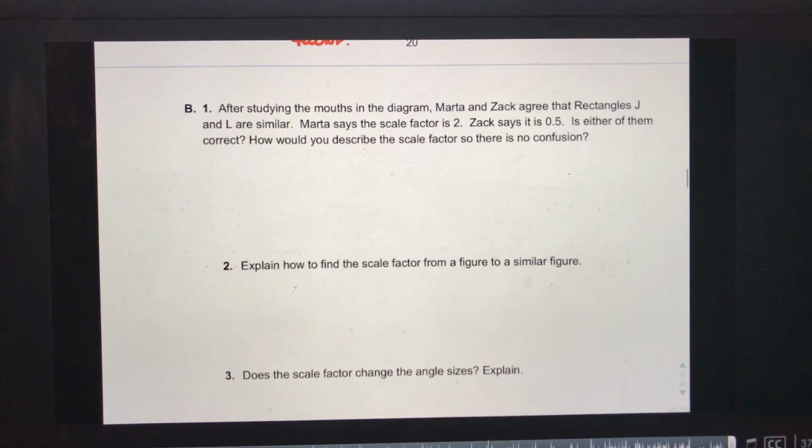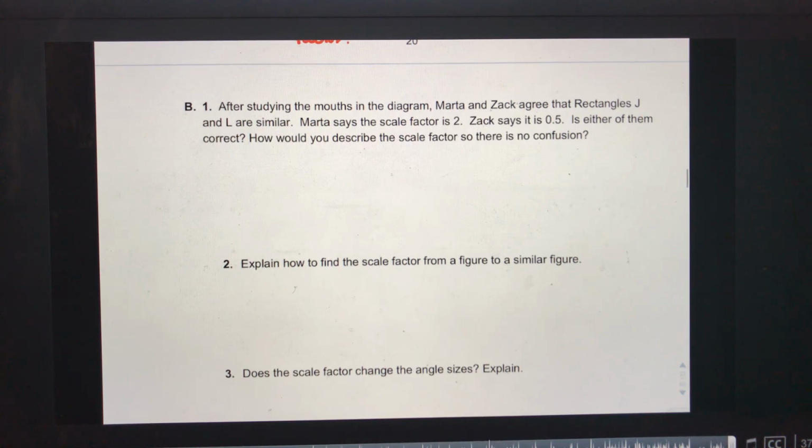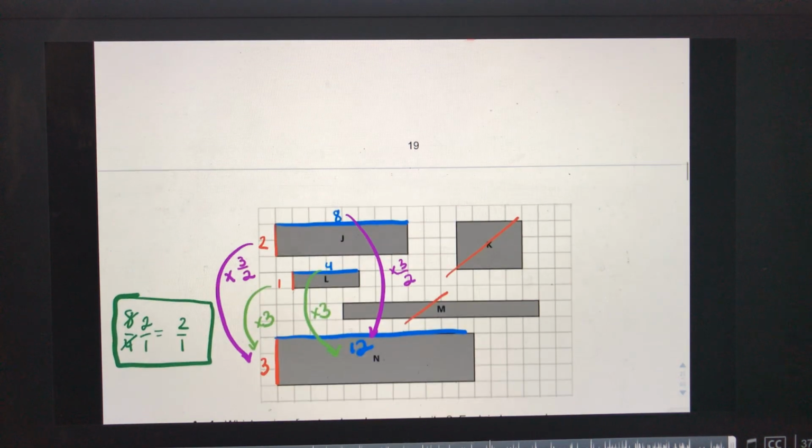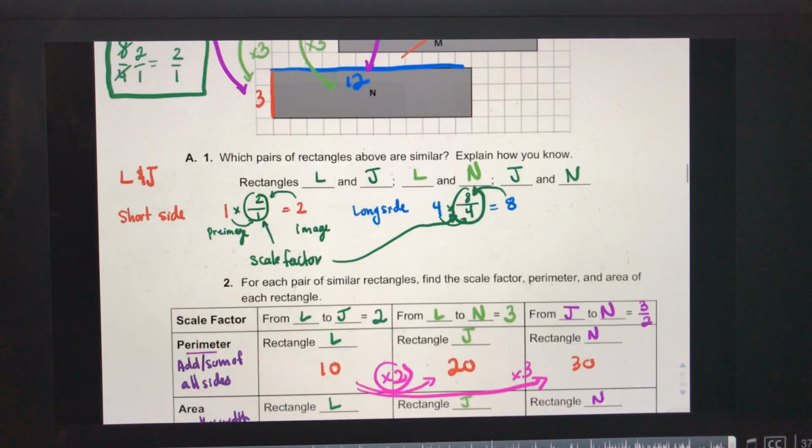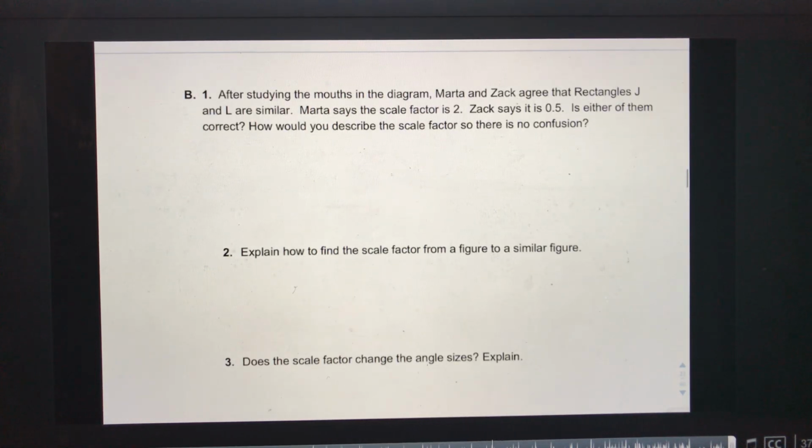After studying the mouths in the diagram, okay. Oh, sorry, I forgot to mention. These are the mouths from the mugwumps. These are the mugwump mouths, the little rectangles in their mouths. Okay.